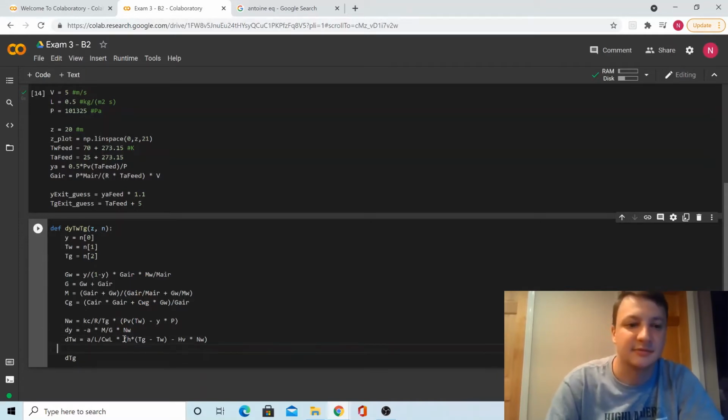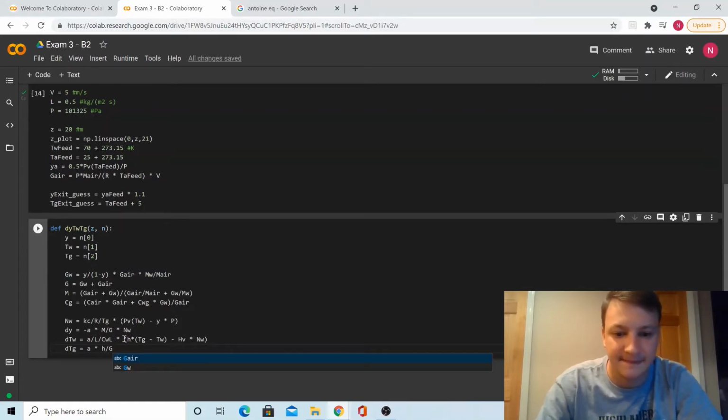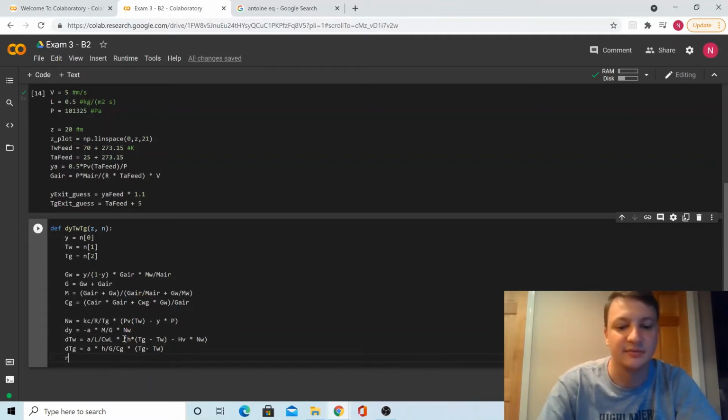And then we have our change in temperature of gas, which is equal to the packing area times the heat transfer coefficient divided by the gas flow rate divided by the specific heat of the gas times the change in temperature between gas and water. Now, given we've written our three derived equations again, we'll then want to return the equation.